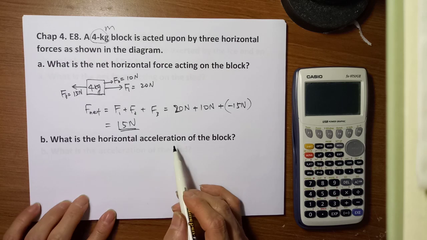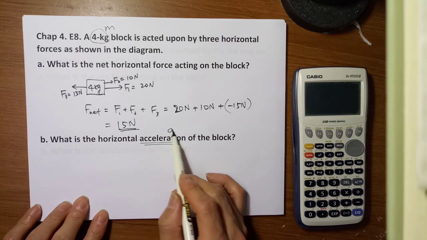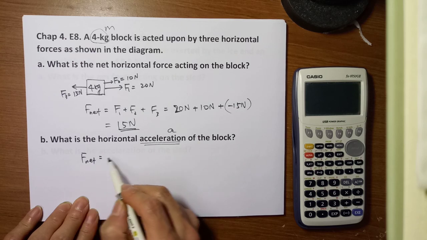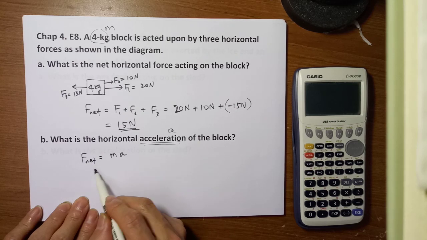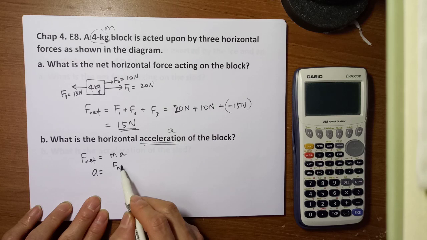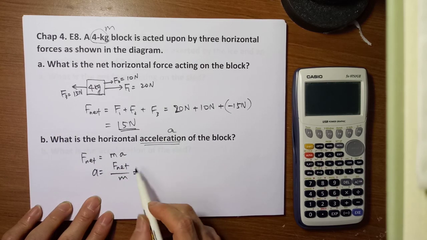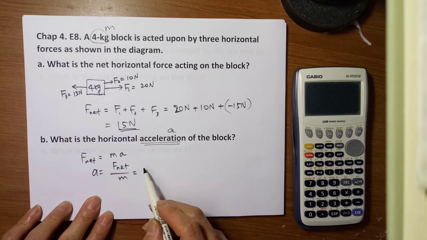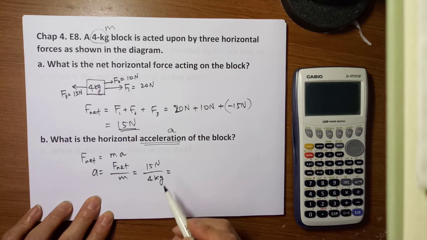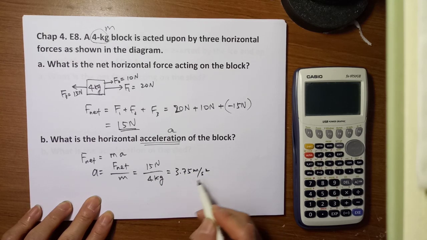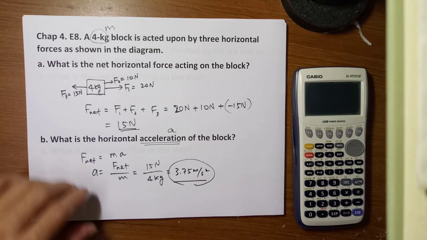And then what is the horizontal acceleration? So you need to find A. F net equal ma. A equal F net over m. So m is given as 4 kilogram, and then F net is 15 Newton. 15 over 4 kilogram, then 3.75 meter per sec square, which is your acceleration. Okay.